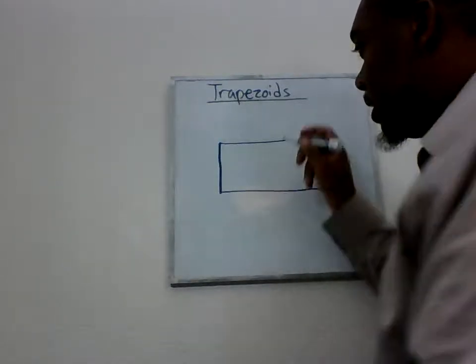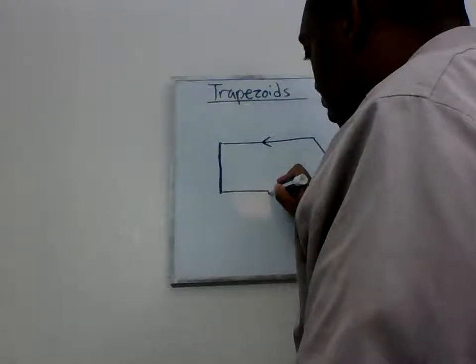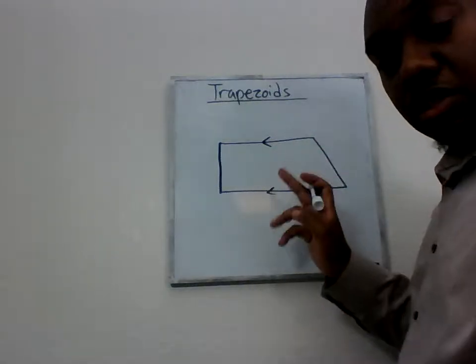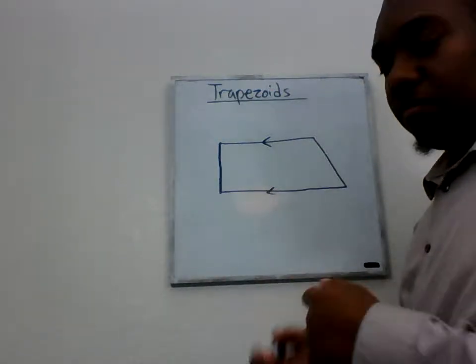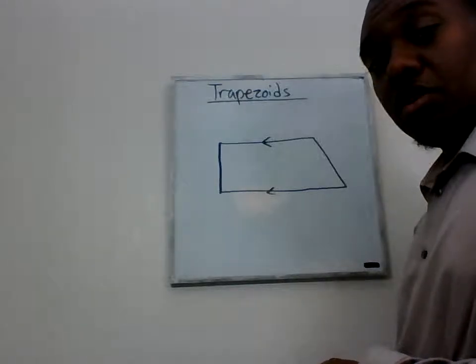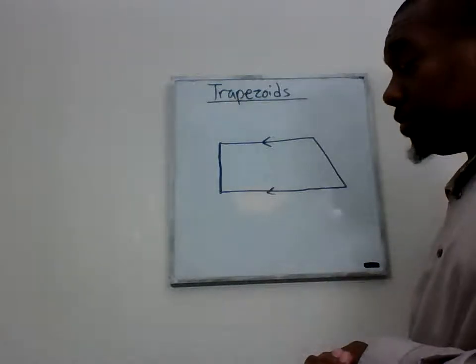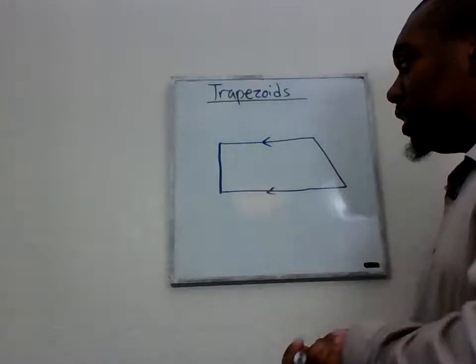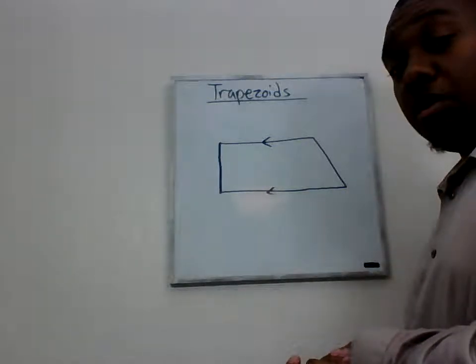A lot of times you may see in drawings it denoted this way, meaning to let you know that these two sides are parallel. Generally, you can tell from the drawing, or they tell you that it's a trapezoid. Most of the time, this is seen inside of buildings.